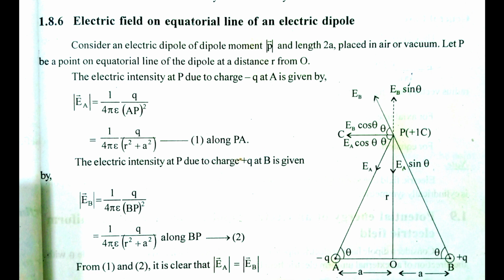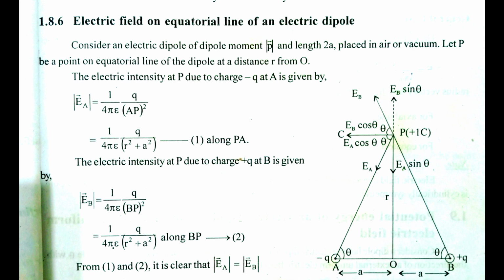Now in the same way we have to find the electric field at P due to the plus q charge. What will be the equation? Here E_B is equal to 1 by 4 pi epsilon, q by the distance squared again. What is the distance between plus q and P? We can take it as BP, so BP squared. So the final equation is E_B equals 1 by 4 pi epsilon, q by BP squared, right?